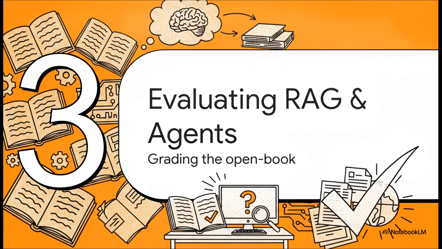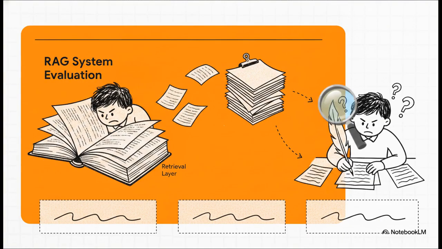All right, Section 3, evaluating RAG and agents, grading the open book test. RAG, or Retrieval-Augmented Generation, essentially turns an AI from a closed-book memory test into an open-book test. Think of it using this analogy. The retrieval layer is like a student frantically trying to find the right page in a massive textbook. The context assembly layer organizes those pages, and the generation layer is the student actually writing the essay. And this is exactly why we evaluate them separately. If the essay is wrong, was it because the student couldn't write well or simply because they flipped to the wrong page? We evaluate retrieval, context, and generation independently and then end-to-end.